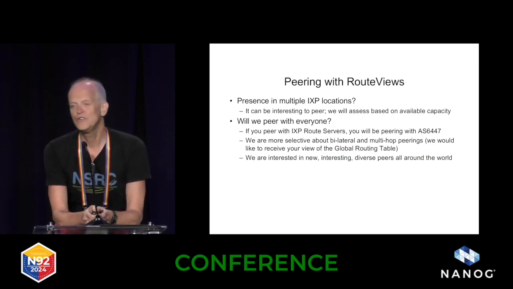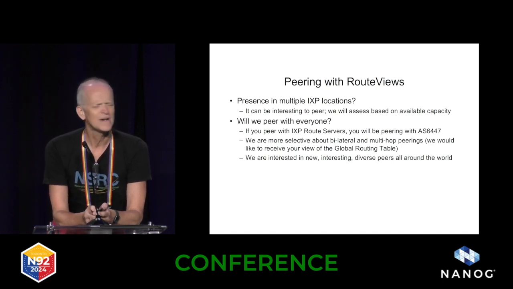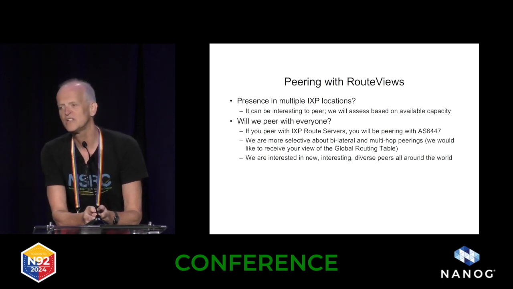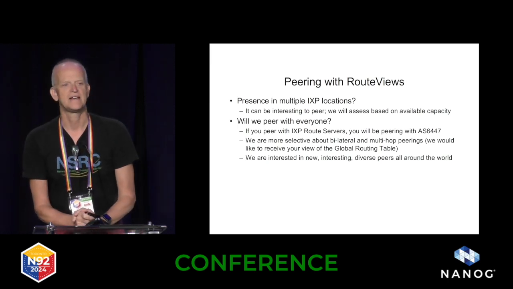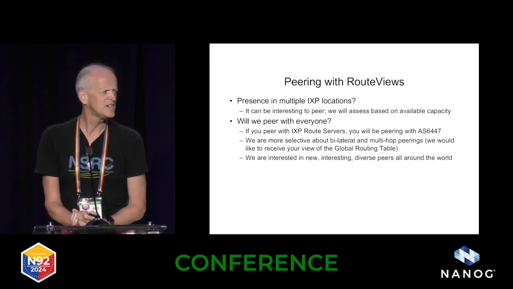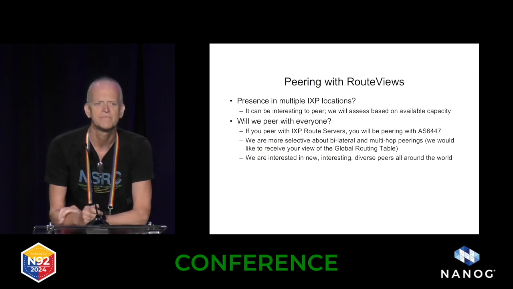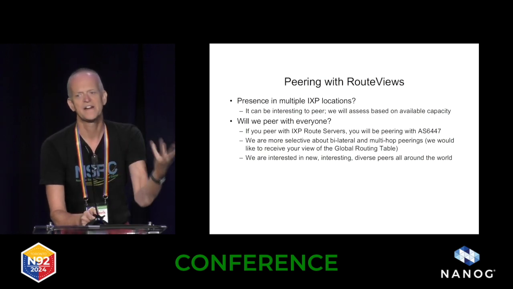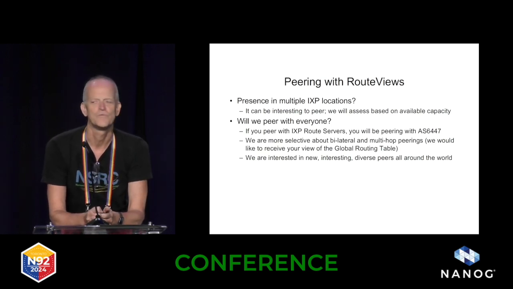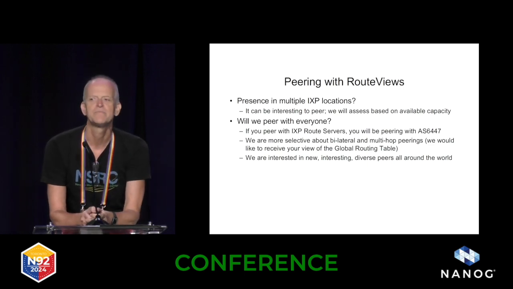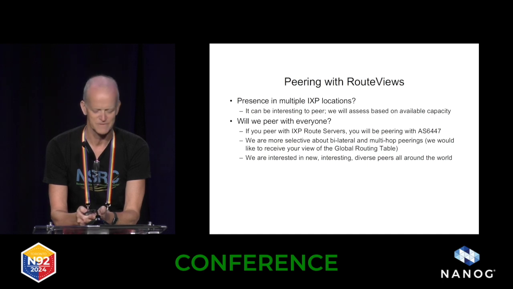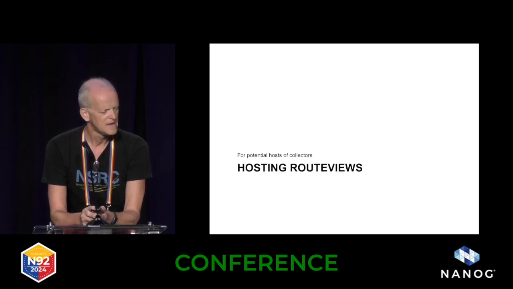And we're interested in new, interesting, diverse peers all around the world. I know that's not quite obvious what that might mean, but there are a lot of big exchange points, very, very interesting ecosystems, that we're not present at yet. Certainly in Asia, I live in Australia, spend all my time traveling Asia Pac. This is a very, very interesting part of the world, at least from my point of view, and also from seeing what the routing table looks like. So we're trying to fill in some of these places.